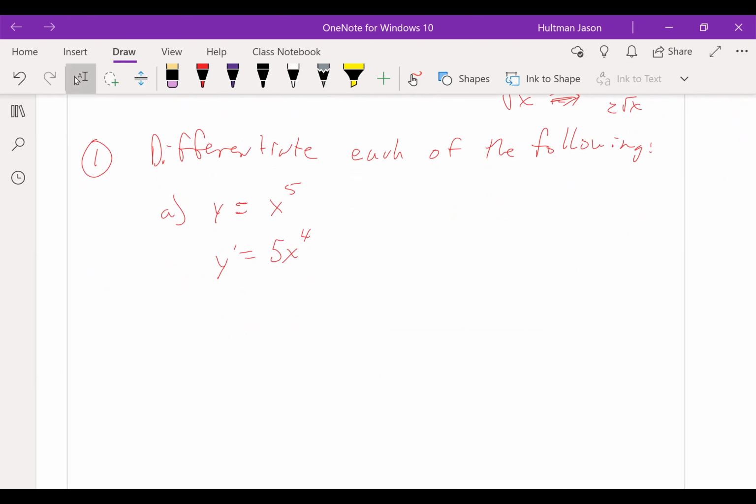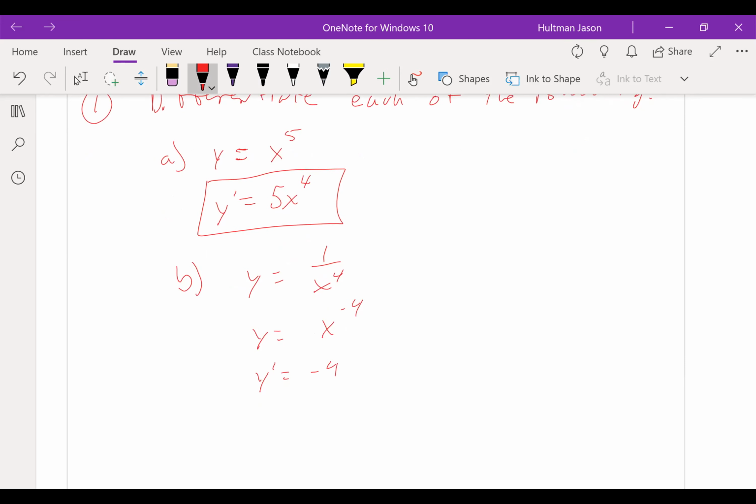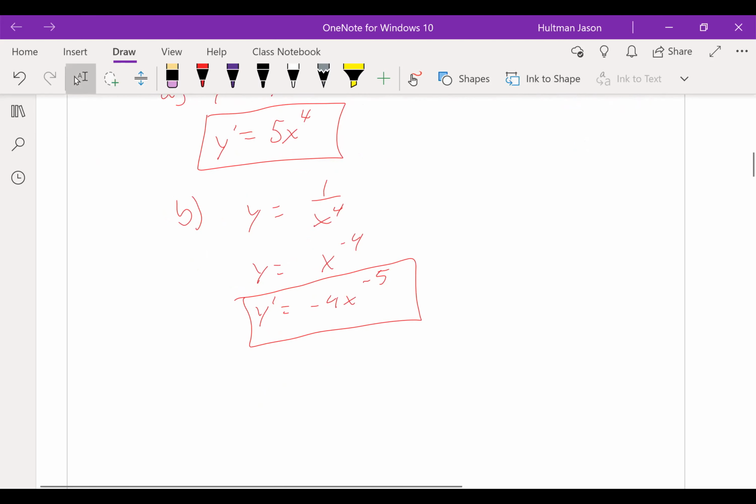Okay, y prime equals 5x to the fourth. What about b here? Okay, y is equal to 1 over x to the fourth power. I'm going to rewrite this as x to the negative fourth power. So y prime is equal to negative 4x to the negative fifth power. I always go down a power, always subtracting 1 from the previous power.